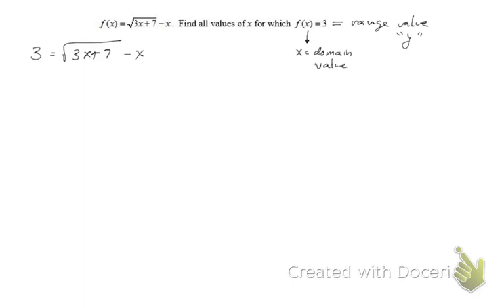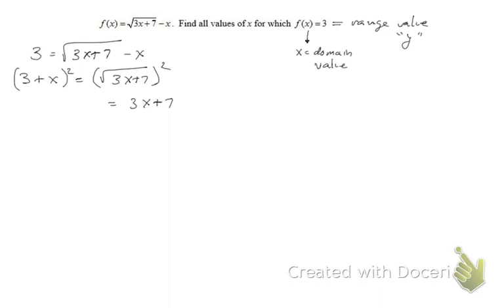When you look at this equation, it's a radical equation. So I want to isolate the radical. I'll add x to both sides. I'll have 3 plus x is equal to the square root of 3x plus 7. And then to get rid of the radical, I need to square both sides. On the right-hand side, I'm just going to get 3x plus 7, because the square root is undone by squaring.